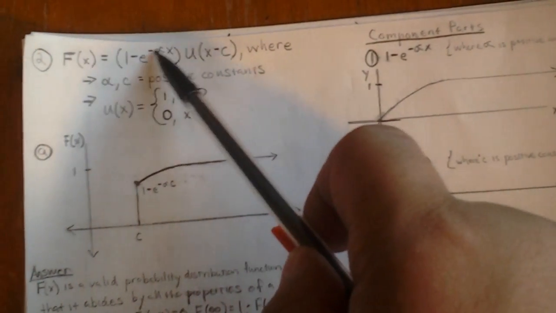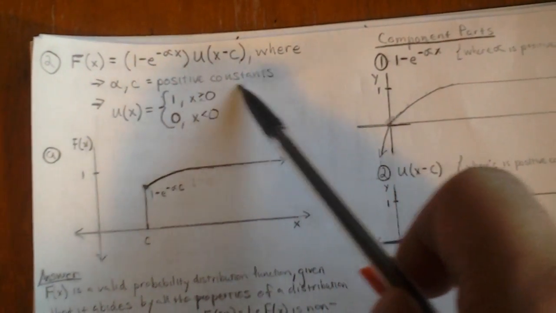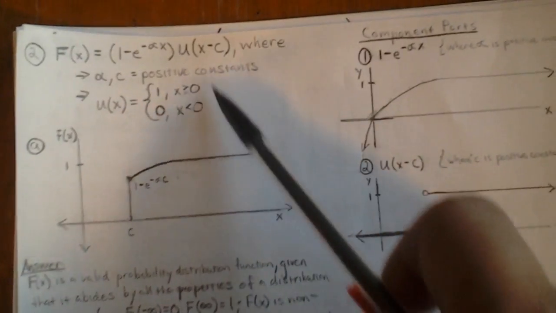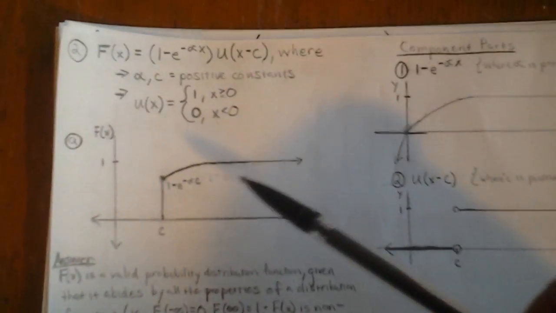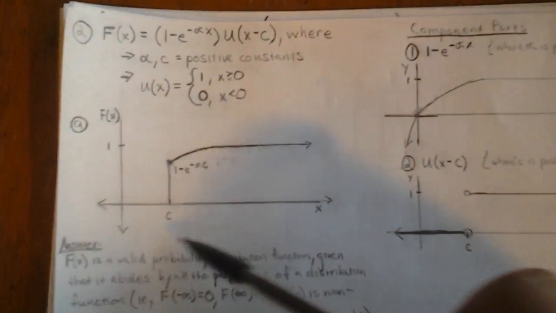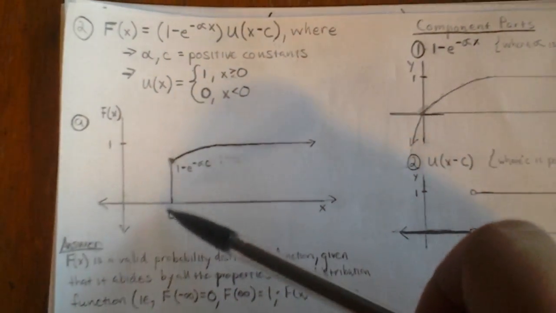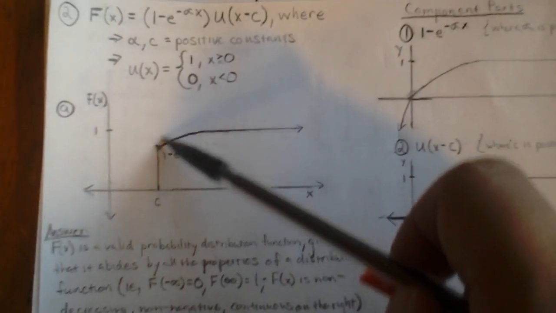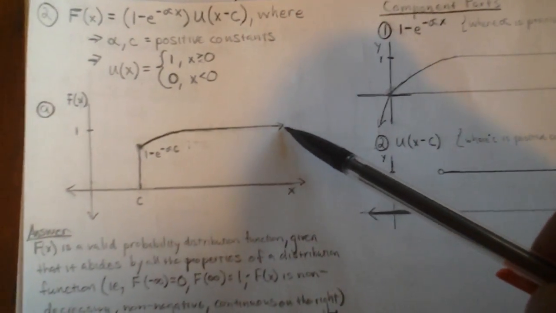Such that the alpha and c variables are positive constants, and we're using this unit step function as defined right here. And if we draw it out, it's basically drawn out like this, which we'll describe in a minute. We can see how the function starts to be defined at the c value, jumps up, then has this curve. Now, how did we get that?